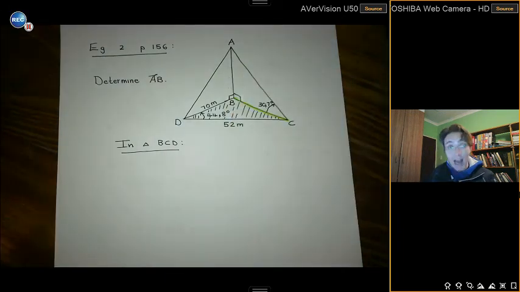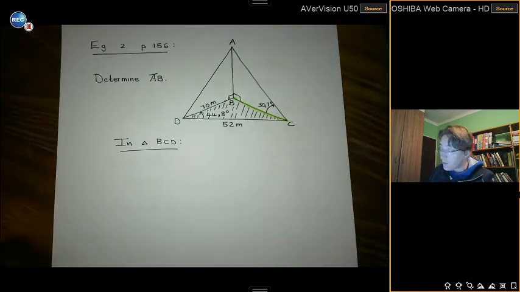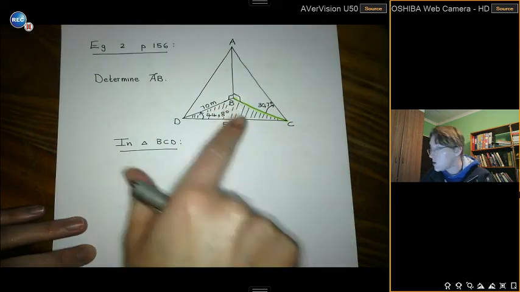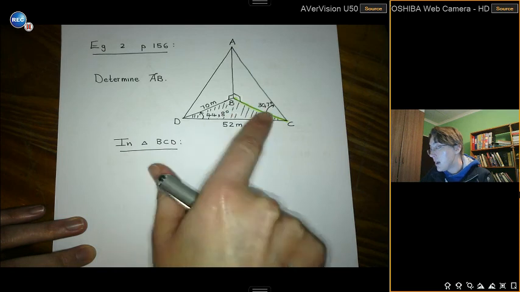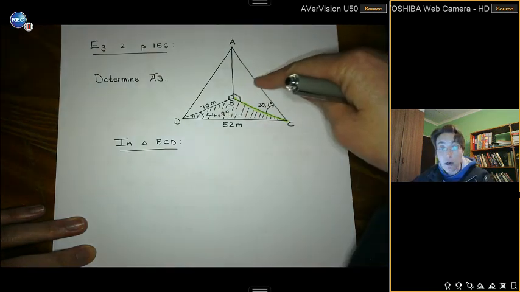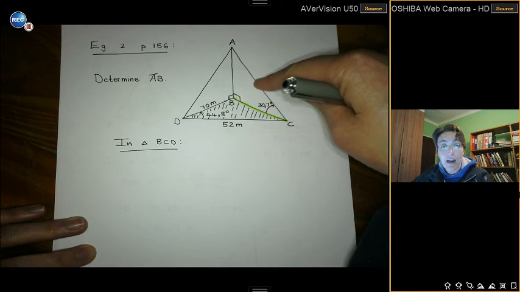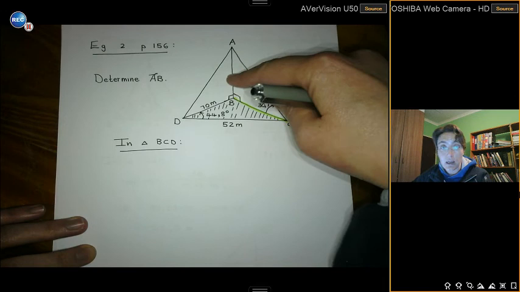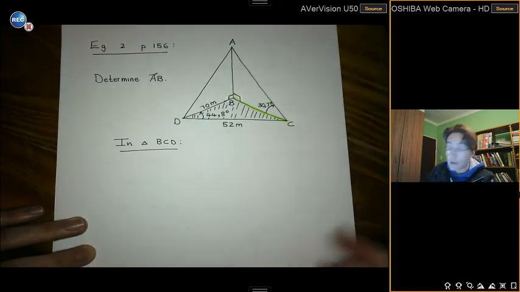So our plan, and it's very important to plan ahead, is we're first going to work in this triangle, and we're going to use the cosine rule to calculate that side. Now, because that side overlaps with this triangle, the vertical triangle over there, I can then use that value in the vertical triangle. I can use AB. So first we'll start in triangle BCD.